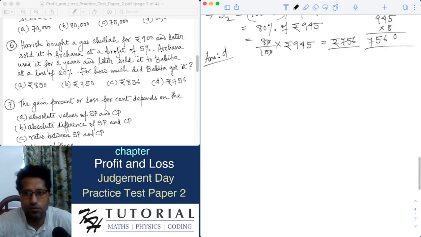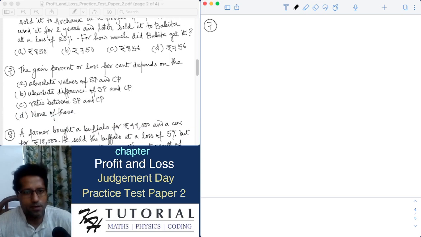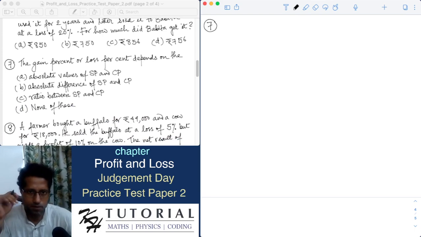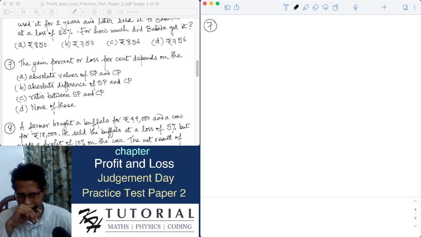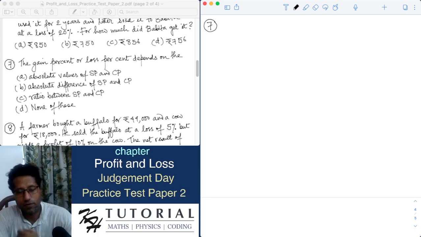Okay, let's do question number 7. Question number 7 says that the gain percent or loss percent depends on the absolute values of SP and CP. Absolute values of SP and CP means the exact values of SP and CP. Absolute difference of SP and CP means the difference of the exact values of SP and CP. Ratio between SP and CP, and none of these.